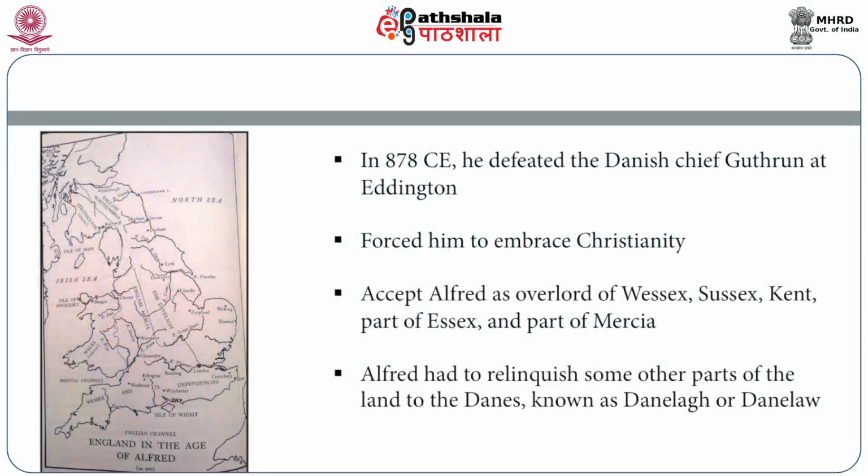In 878 CE, he defeated the Danish chief Guthrun at Edinburgh and forced him to embrace Christianity and accept Alfred as the overlord of Wessex, Sussex, Kent, part of Essex, and part of Mercia, while Alfred had to relinquish some of the parts of land to the Danes, known as Danelaw.